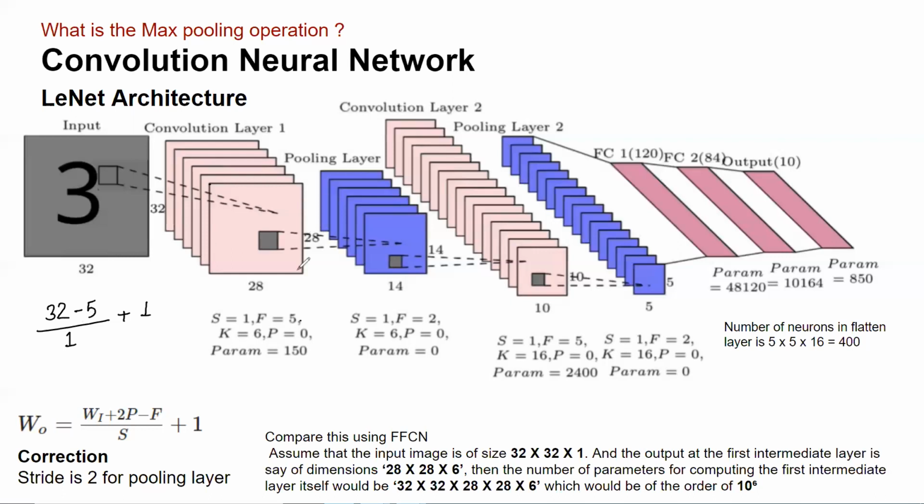Right. So till this part, any confusion? This is what we will be getting in convolution layer 1. Six 2D matrices stacked together. The dimension of each matrix will be 28 cross 28.